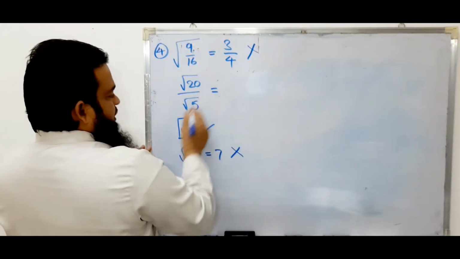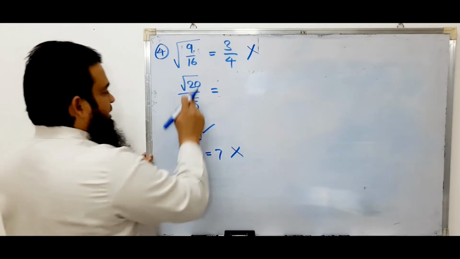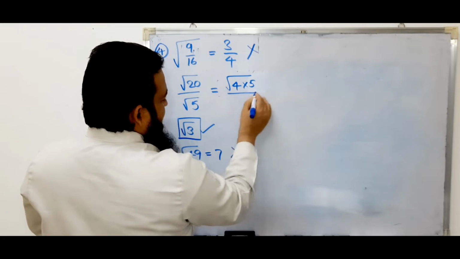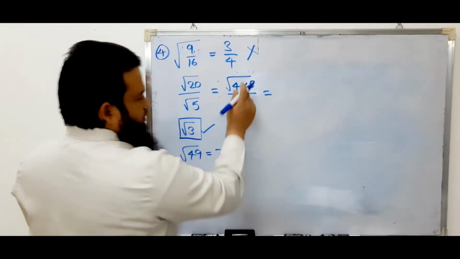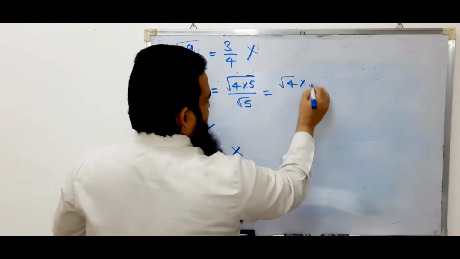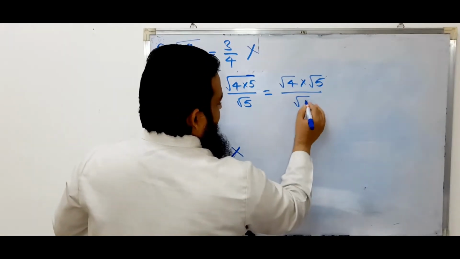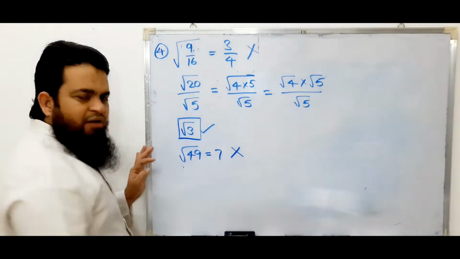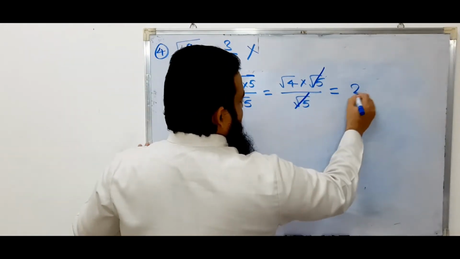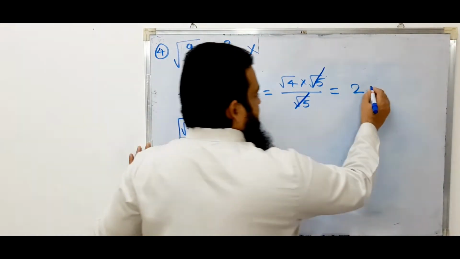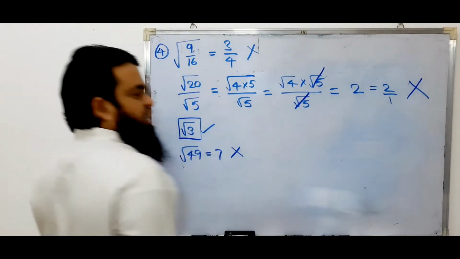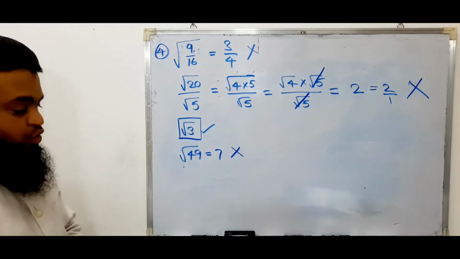Let us see this. Root 5 is irrational, but let us simplify this. See, 20 you can write as 4 times 5 by square root of 5. So can I distribute this root to both? Yes. Root 4 times root 5 by root 5. In numerator and denominator you have the same number, so they get cancelled, and root 4 is 2, and 2 can be written as 2 by 1 in its simplest form. Therefore this is also not an irrational number. The irrational number is root 3.